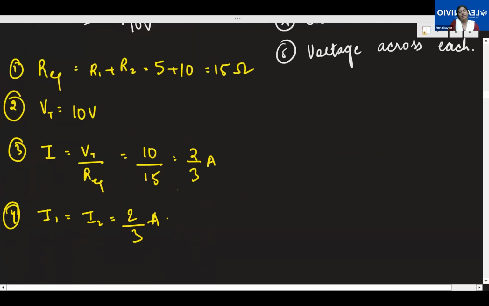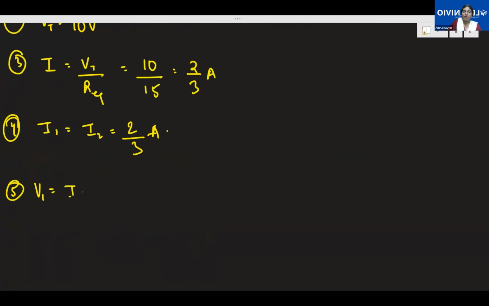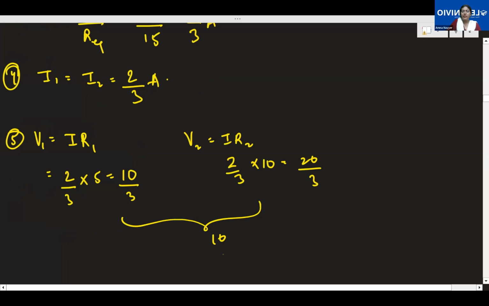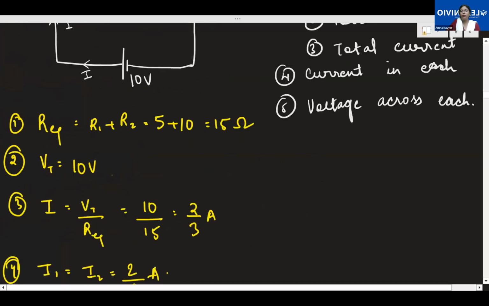Final is voltage across each. This will be different. Voltages will be different. So V1 will be equal to I R1, and for V2 use I R2. Let's see, are we getting the correct answer or not? This is 2 by 3, R1 is 5, that is 10 by 3. V2 is 2 by 3 into 10, that is 20 by 3. Let's check, is it right or wrong? If I add both of them, 10 by 3 plus 20 by 3 will give me 30 by 3, that is 10 volts. Am I right? 10 volt was the total voltage.